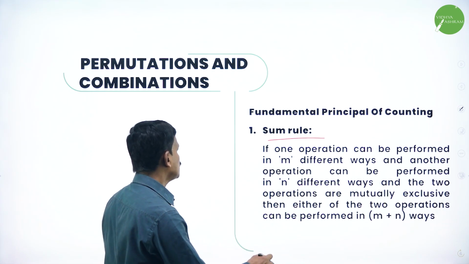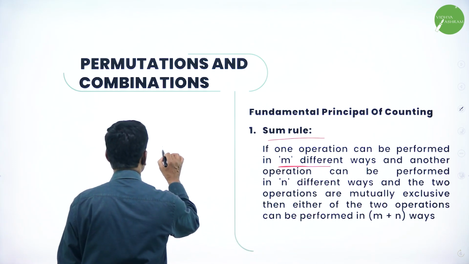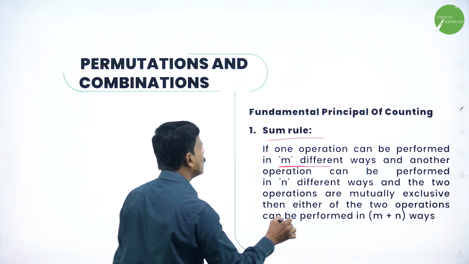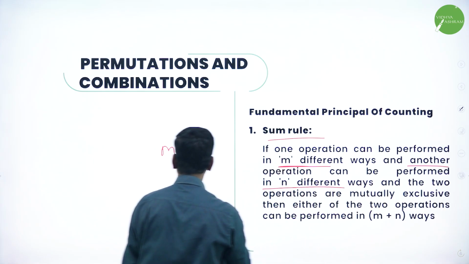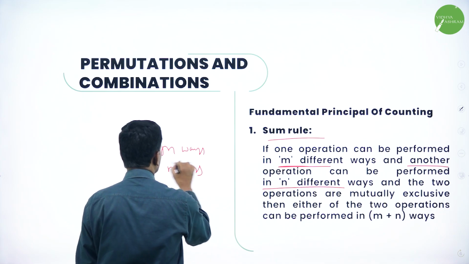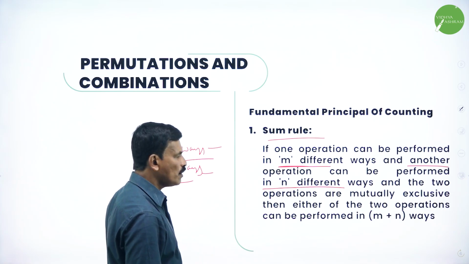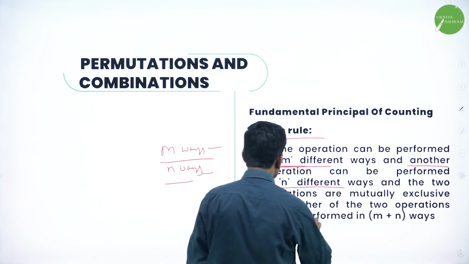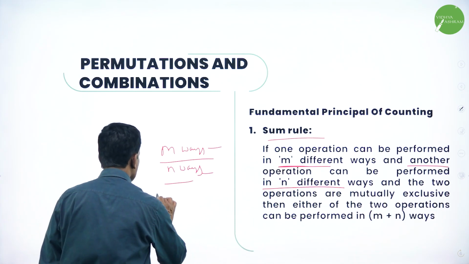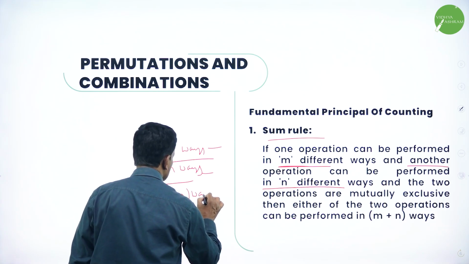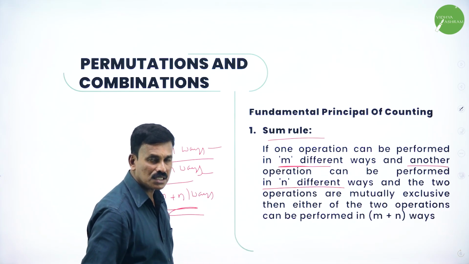If one operation can be performed in m different ways, and another operation can be performed in n different ways, and the two operations are mutually exclusive, then either of the two operations can be performed in, just add this, m plus n ways, right. So, this is called the fundamental principle of counting, that is nothing but the sum rule.